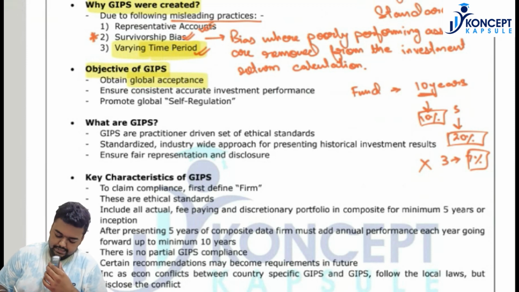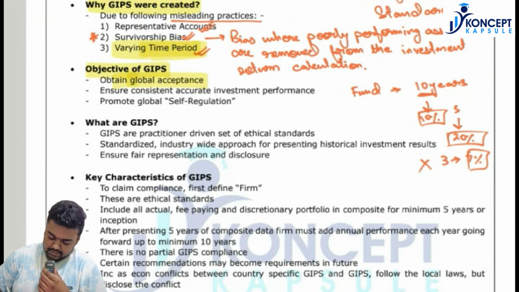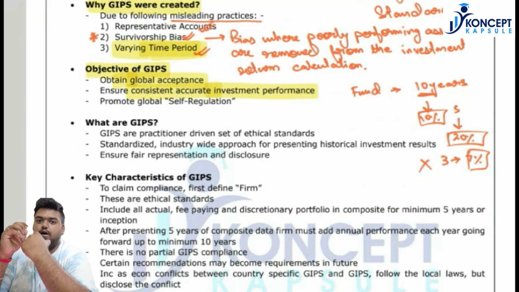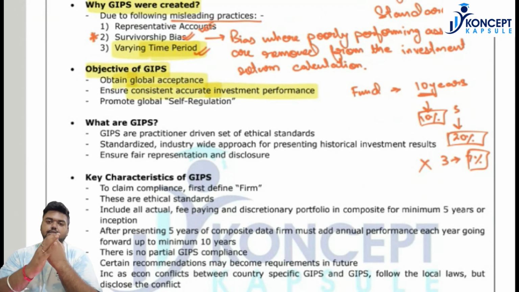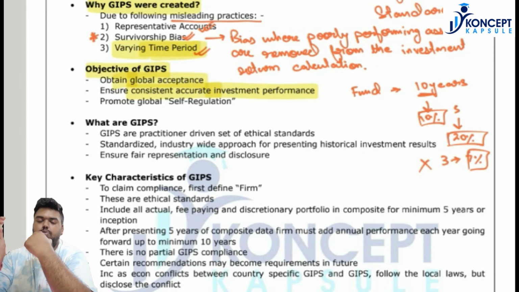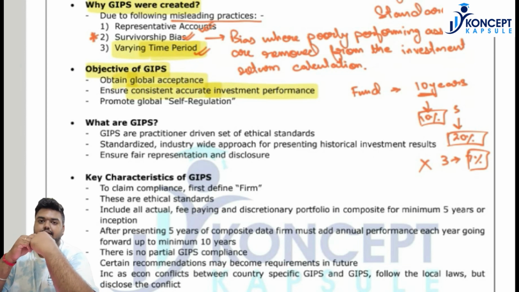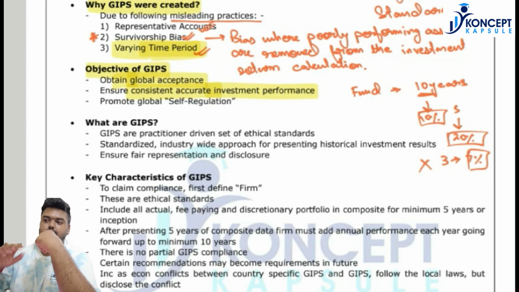So global acceptance. Ensure consistency and accuracy in investment performance. Yes. Since I have provided you a black and white criteria as to what is to be included in the performance presentation and what is not to be included in performance presentation, now we are sure as an investor that if the investment performance presentation is as per the GIPS, it is accurate.